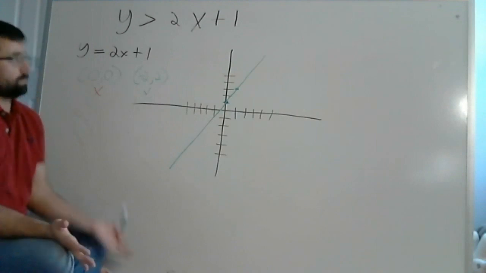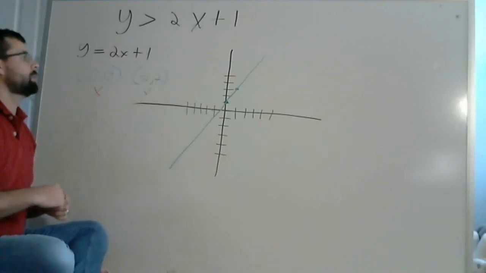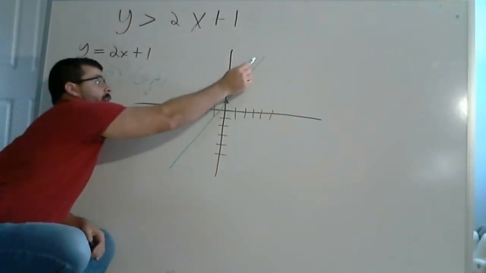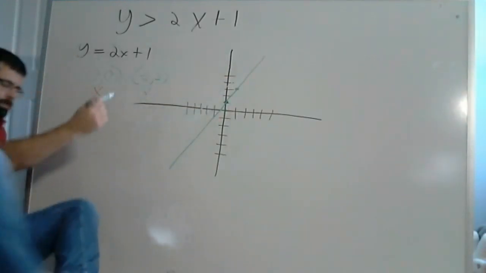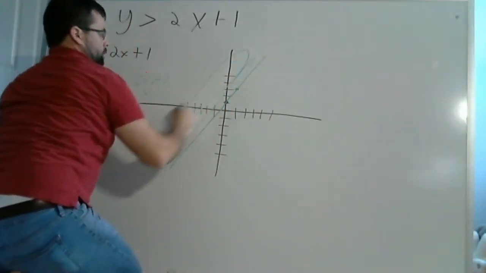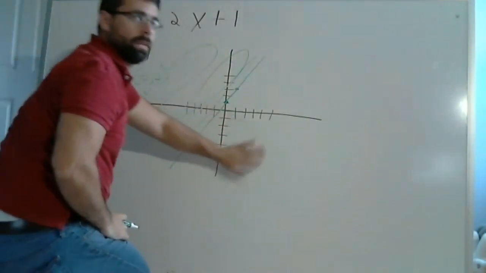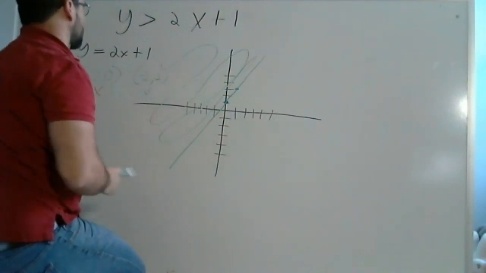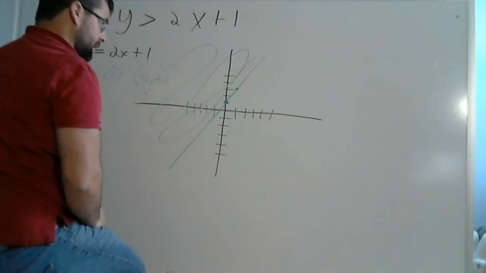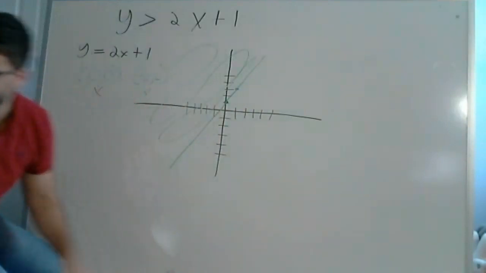And that's it. So when solving this, basically you just color in everything on this side of the graph. So all of these points work, and all of these points do not work. Yeah, this is the idea behind solving these inequalities graphically. Okay.